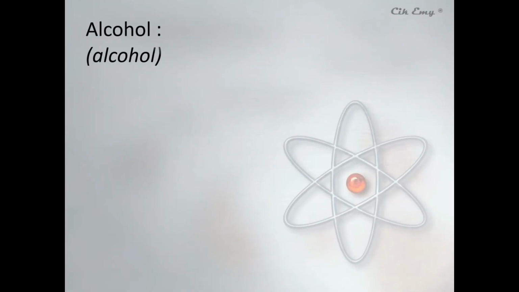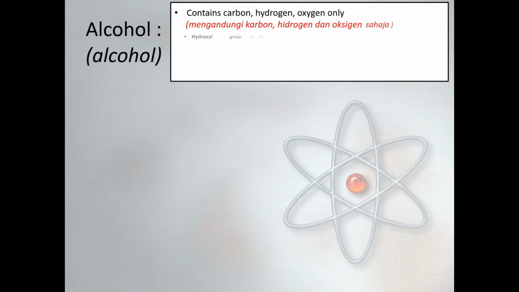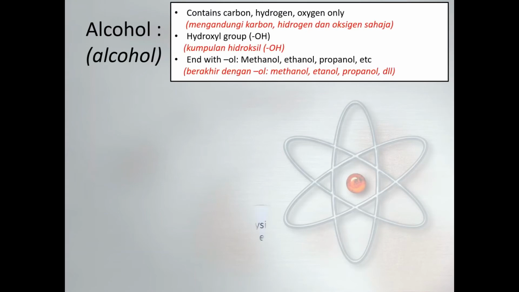Alright, so kita tengok the first subtopic for alcohol. Tengok alkohol dulu apa. So what is alcohol? Alcohol is compound that contain carbon, hydrogen and oxygen only. So dia mengandungi karbon, hidrogen dan oksigen sahaja. Okay, dia 3 benda ni je.